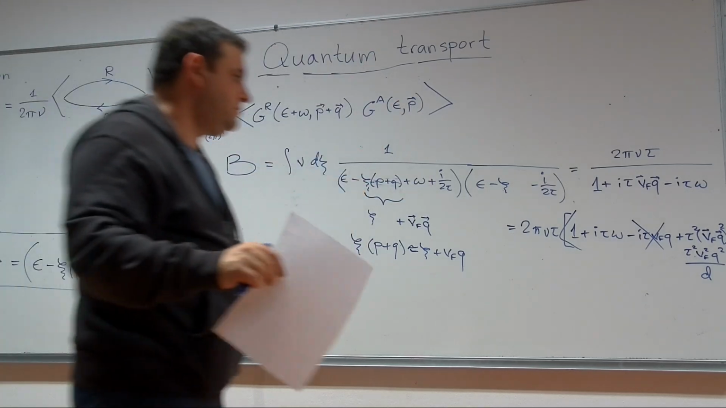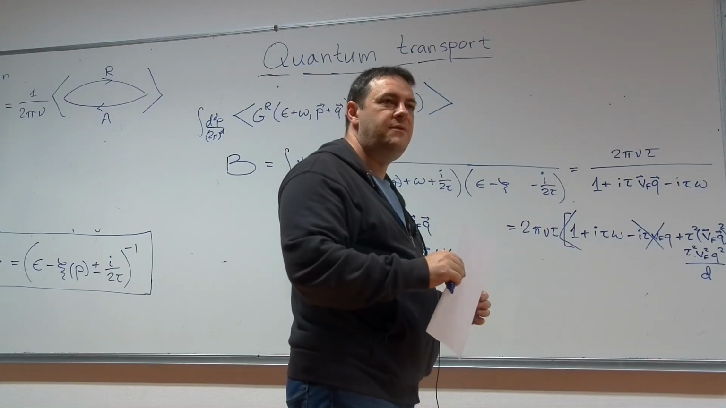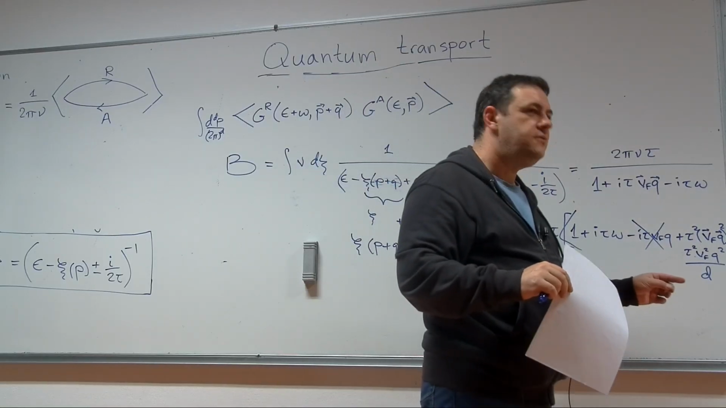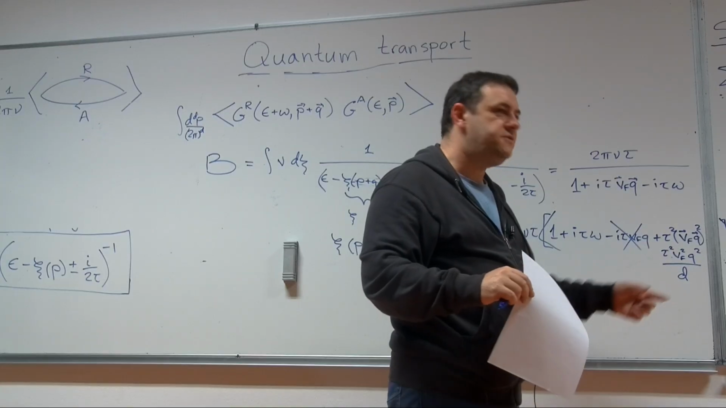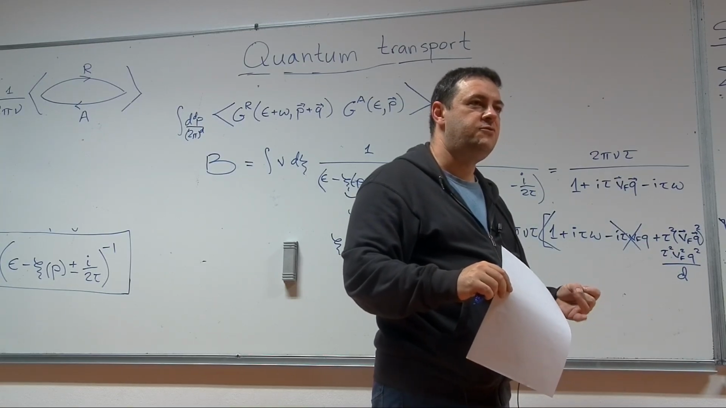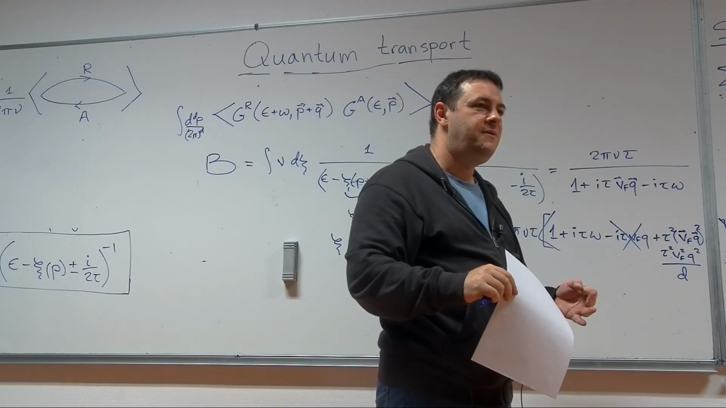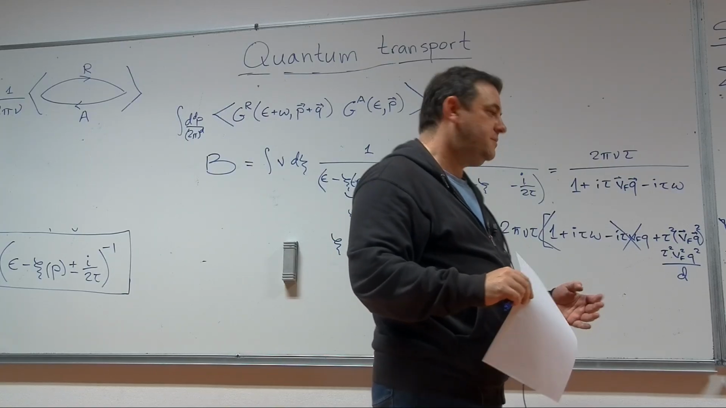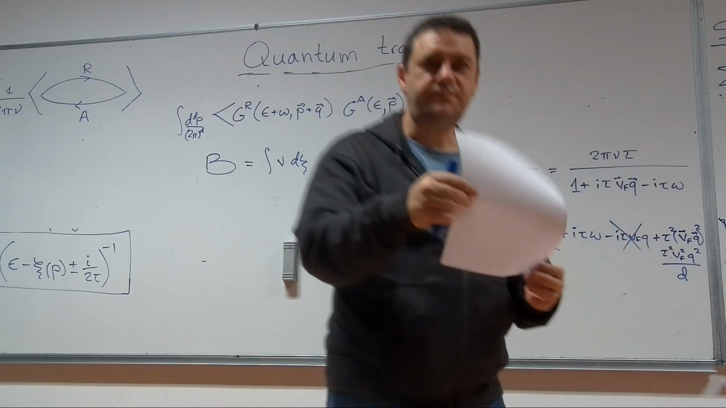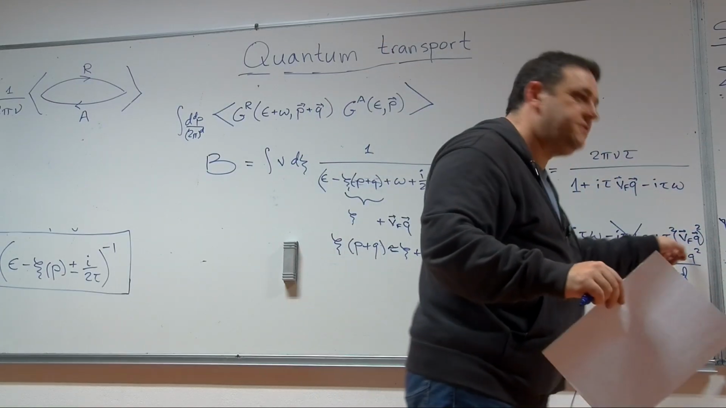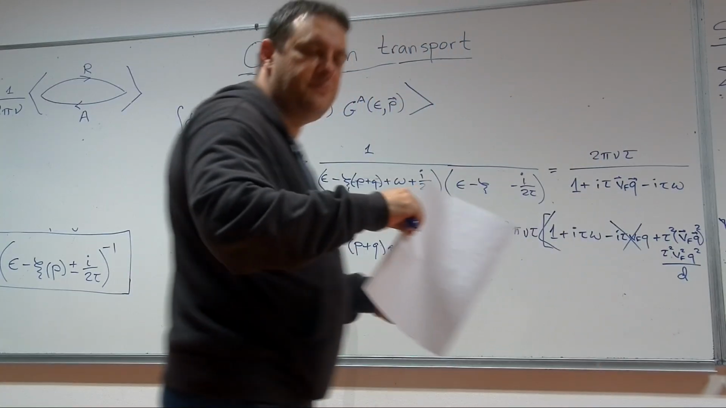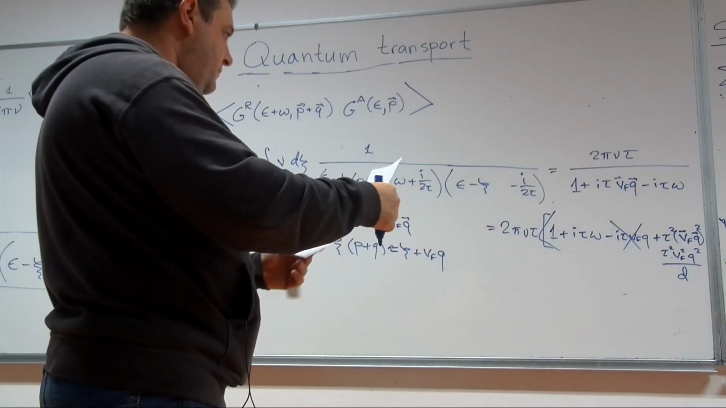Where does the D come from? D is the dimension of your space, 1, 2, 3. Oh, so you have to average the vector squared, okay. Yeah, it's cosine squared averaged. So the scalar product has a cosine inside, it's squared. After averaging, it gives you 1 over D.